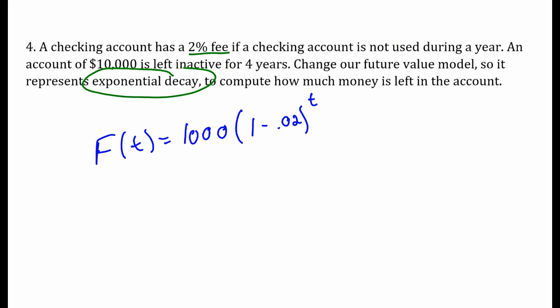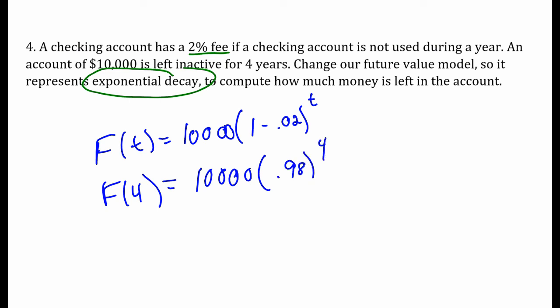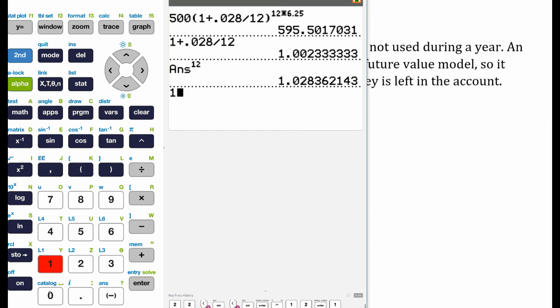So I'm going to do 1 minus the rate as a decimal. So f of 4 years it was left inactive is going to be 10,000 times 1 minus 0.02, which is 0.98, to the 4. That'll tell me how much money is left after 4 years. Because I'm losing money, it makes sense that b is less than 1. It makes sense that that number is smaller than 1. So 10,000 times 0.98 raised to the 4.